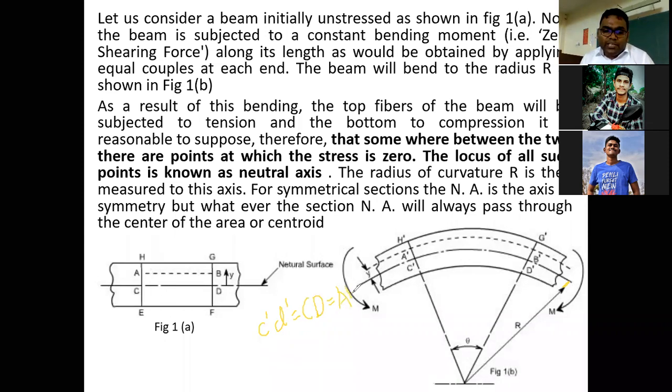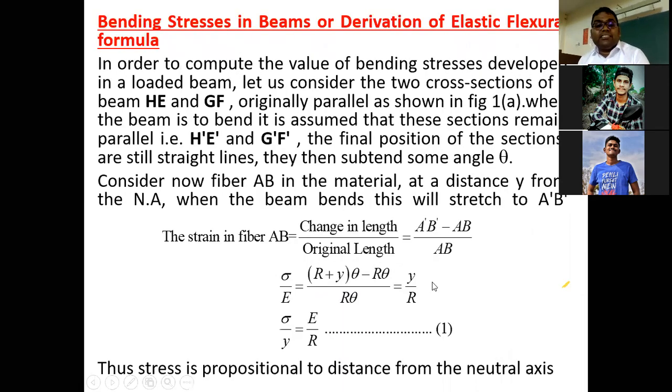So now, dear student, you can say that for this C dash D dash, the radius of curvature is, as you already know, R, and this angle is theta. You simply multiply R by theta, which gives you the length of AB. This is the simple assumption we have taken to get the desired result. So AB becomes R theta, and divide by AB, that is R theta, and just solve this problem.